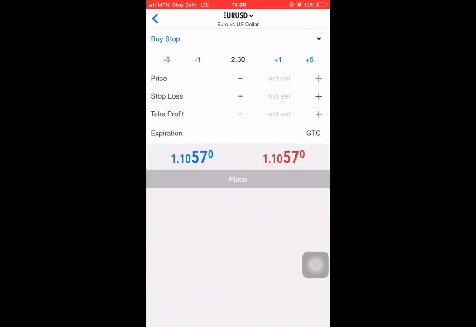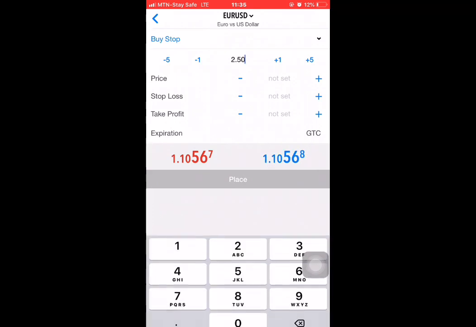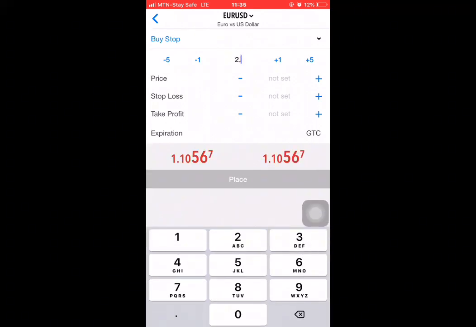Then here comes out the lot size you're going to use in placing the trade, then the price you want to set the buy stop order, then the stop loss and take profit. So you're now going to set the lot size you want to use in placing the buy stop order. Let's assume we are going to use 2.4 lot size to place the trade.